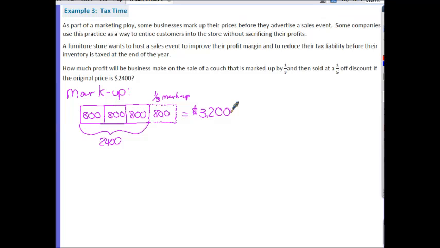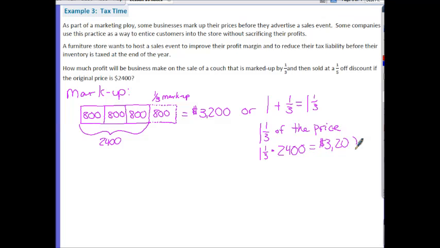The other way to do this is similar to our third method in example 1, where you have to pay for 100% of the item plus a 1/3 markup. So really this is 1 1/3. So I'm going to pay for 1 1/3 of the item. So let's translate. 1 1/3 of means to multiply, and the price was 2,400. And when I multiply those two, I get 3,200. Okay, so here's two different ways to do this problem.